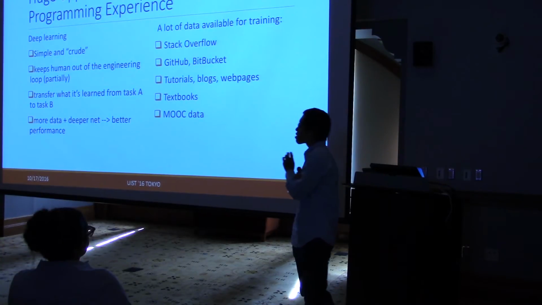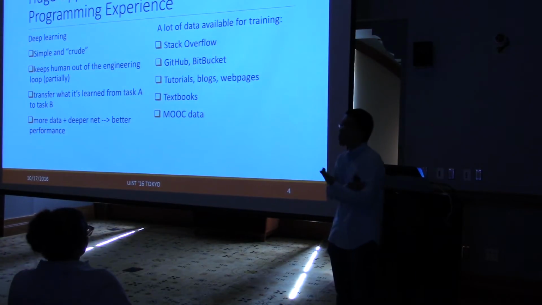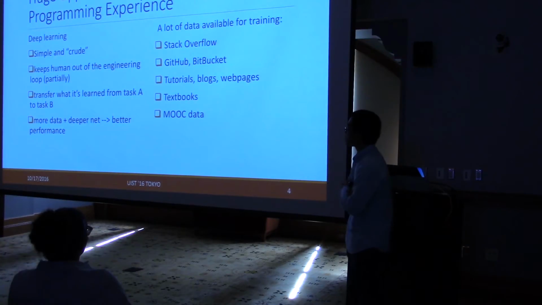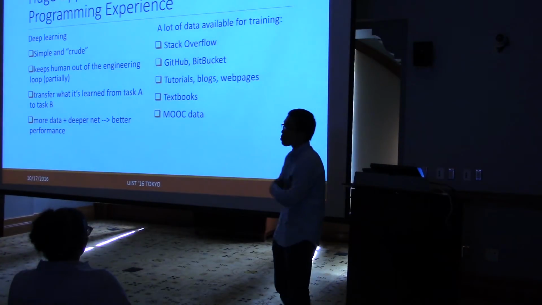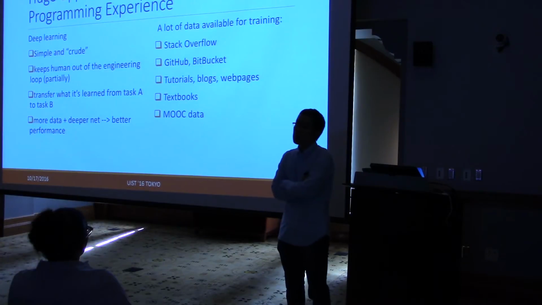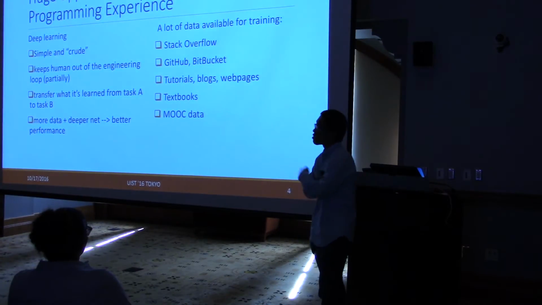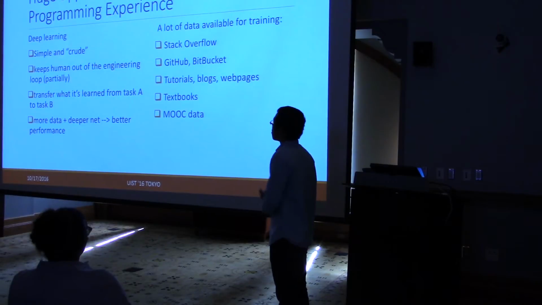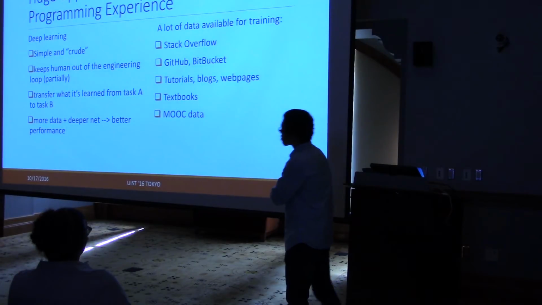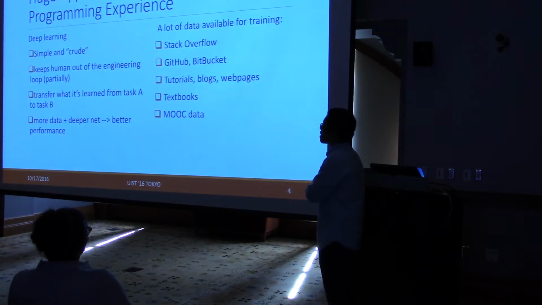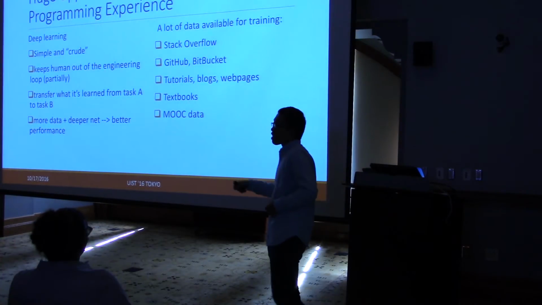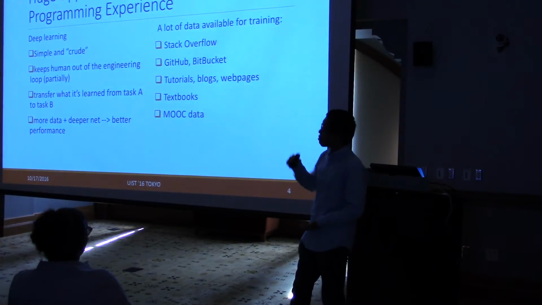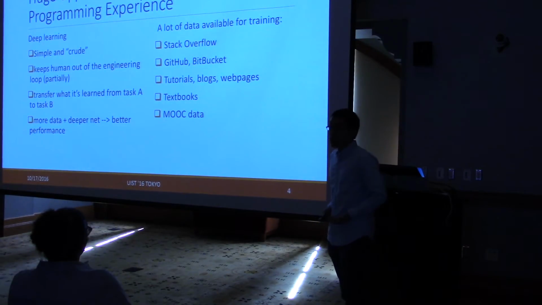One of them, the biggest opportunity, is this recently, rapidly developing field, which is deep learning. The beauty of deep learning is that it is simple and crude, in the sense that it keeps humans out of the so-called engineering loop, at least partially. And it can transfer what it has learned from task 1 to task 2 with very little cost. And more importantly, it is powerful in the sense that you give it more data, and then you increase the complexity of the model by adding more layers, you get better performance.